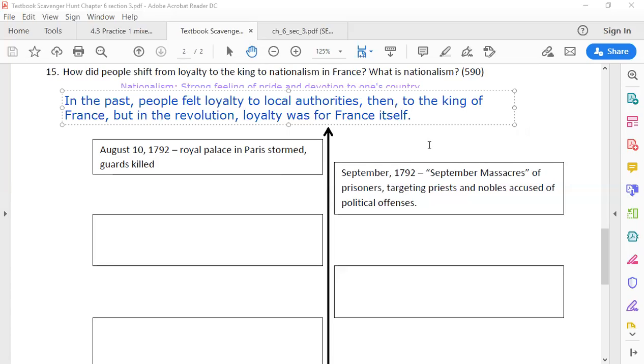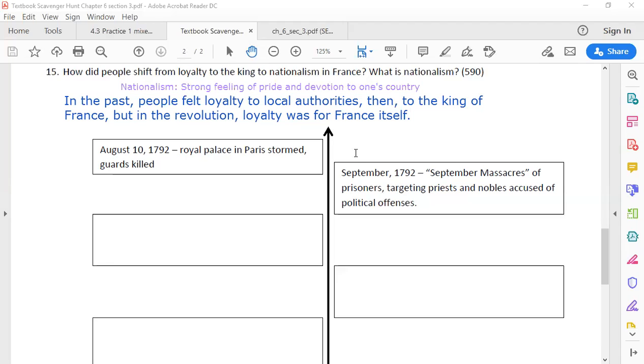As Americans, when we pledge allegiance to the flag of the United States of America, we're not pledging allegiance to a king. We're not pledging allegiance to our town. We're pledging allegiance to a nation of people. And the idea of a nation was born right around this time, perhaps right here in France. Okay. It's a strong feeling of pride and devotion to one's country. We're going to see how that gets out of control sometimes, but not now. We're going to do that when we talk about World War I and World War II.